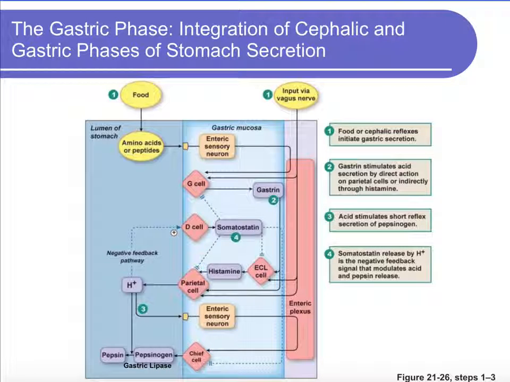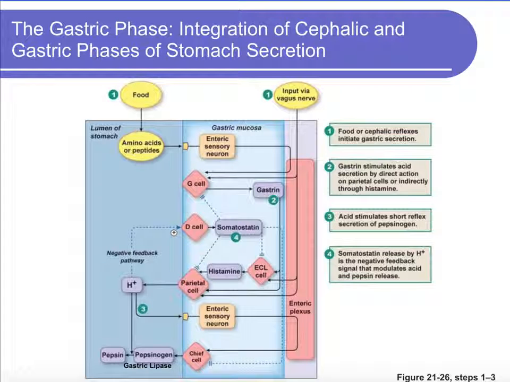And then eventually we need to say, okay, we're done. Let's shut everybody off. And that will be done by stimulating our D cells. Our D cells will release somatostatin, and that will be our stop signal. And it'll stop everybody. It'll stop our G cells, our ECL cells, our parietal cells, and our chief cells.